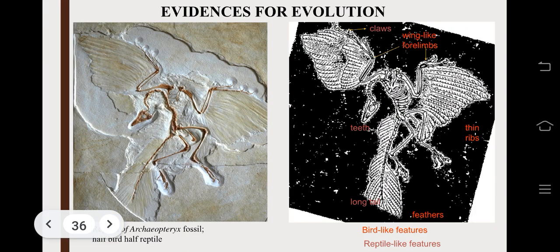Evidence for evolution: here you could see a picture of the Archaeopteryx fossil, half bird, half reptile. Bird-like characters: wing-like forelimbs, thin ribs, long feathers. Reptile-like features: claws, teeth, and long tail.